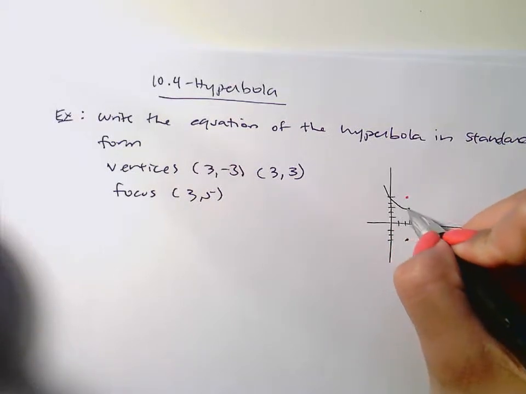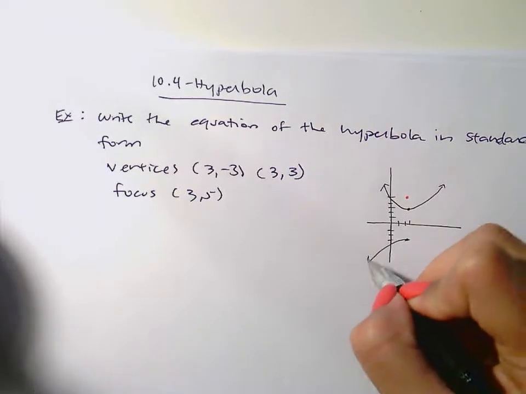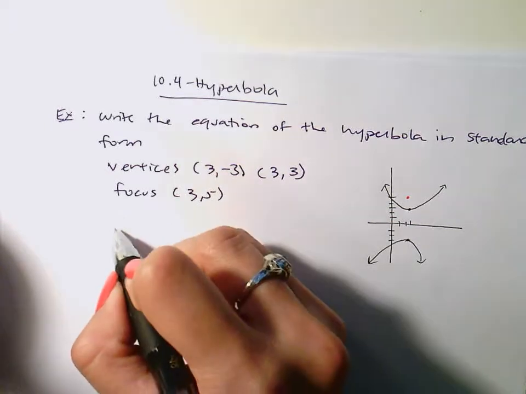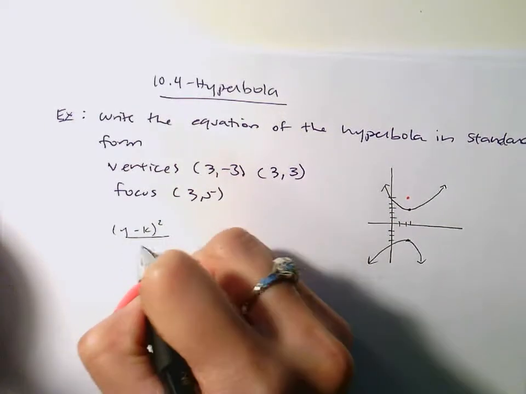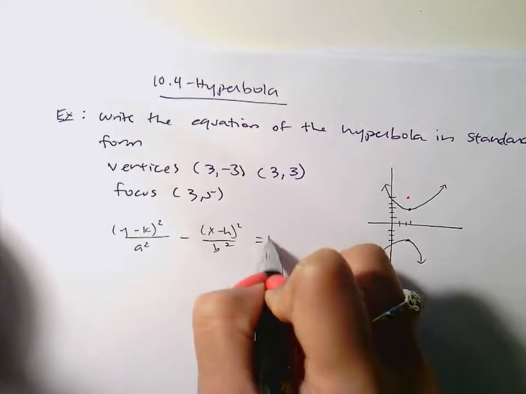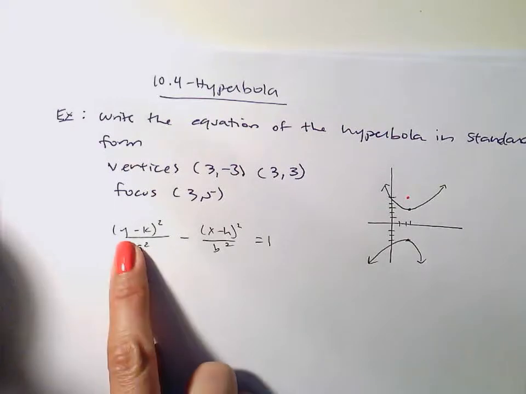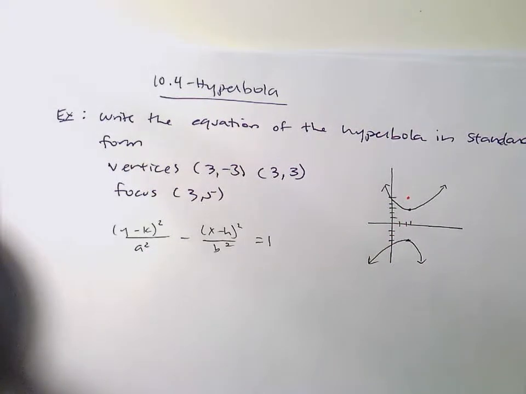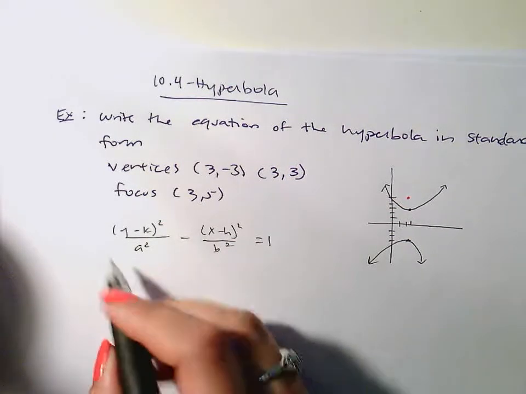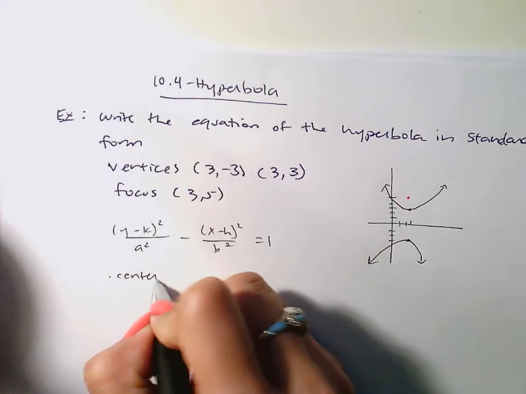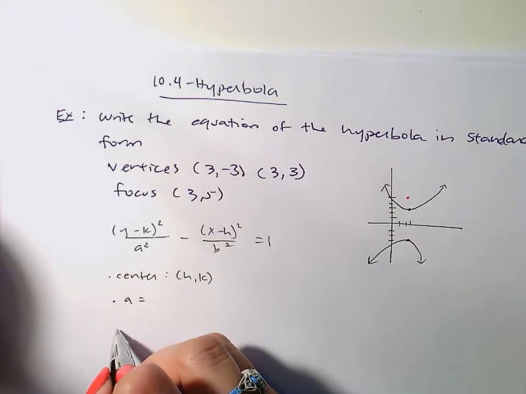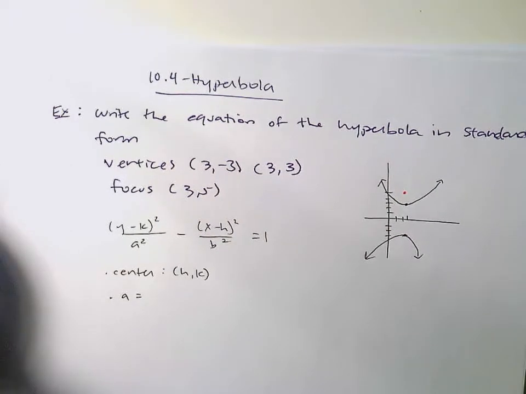So we don't know how wide this is going to be. We're going to determine that later when we actually graph it. This is just a sketch to help me figure out what formula I'm going to use. So the formula is (y minus k) squared over a squared, minus (x minus h) squared over b squared, equals 1. So the a squared is going to go under the y if it opens up and down. It would go under the x's if it opens left and right. So we need to find (h, k), which is the center. We're going to need to find what a is equal to, and what b is equal to. So let's first find the center.